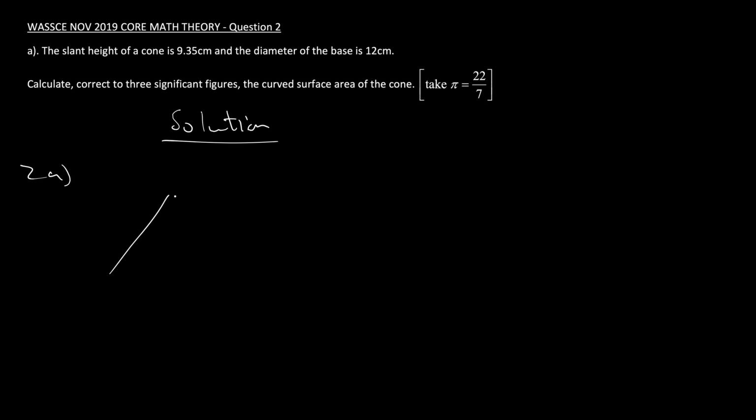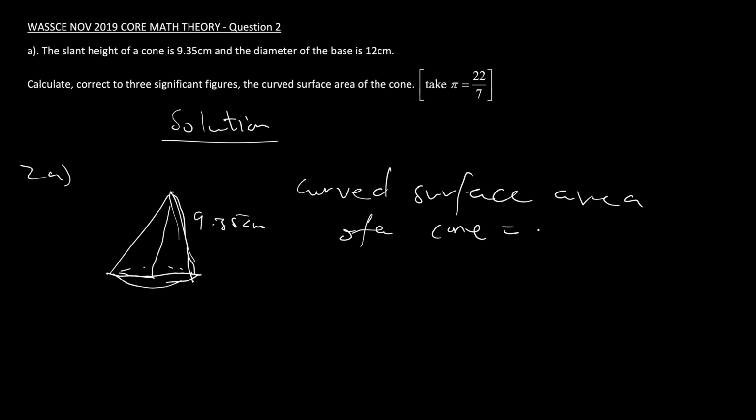We have a cone, and then our slant height, which is this side, is 9.35 centimeters. So the curved surface area of a cone is pi RL. And we know our L, which is the slant height. So that's 9.35. But we don't know our R.